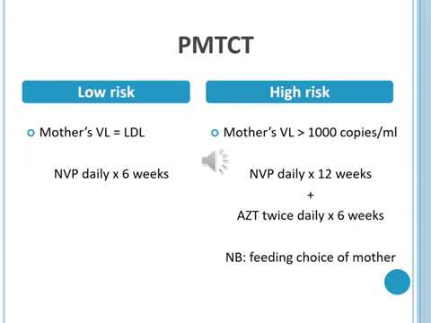So low risk infants, easy, you get nevirapine once daily for 6 weeks. If you were high risk, you get nevirapine daily for at least 12 weeks and AZT twice daily for 6 weeks. If you are exclusively formula fed, the nevirapine is also only for 6 weeks.